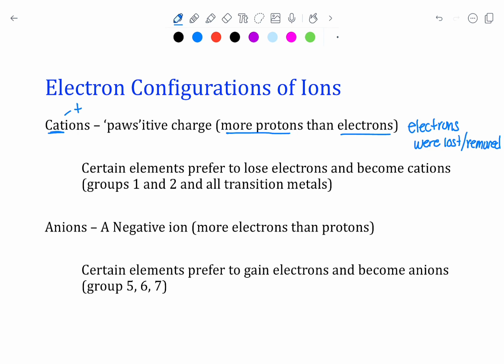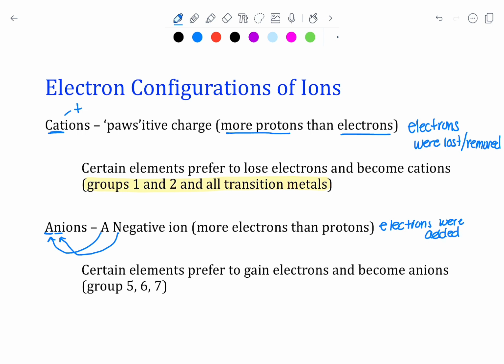Certain elements prefer to lose electrons and become cations. This would specifically be most of our metals, so groups 1 and 2, and our transition metals. So we have to remember that. If it's a metal, it's going to create a cation. They would rather lose their electrons, so they have a low ionization energy. They will happily remove electrons in order to form cations. Next, we have anions, which is a negative ion. So this is where we have more electrons than protons. So electrons were added.